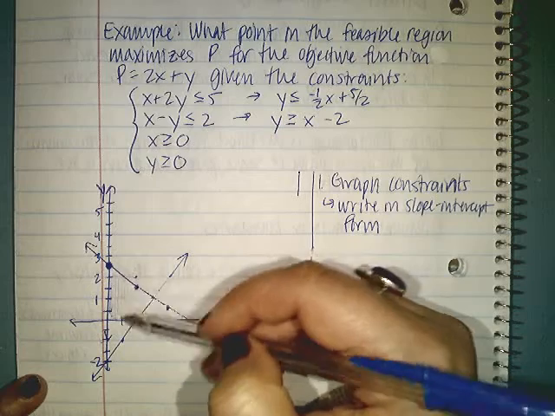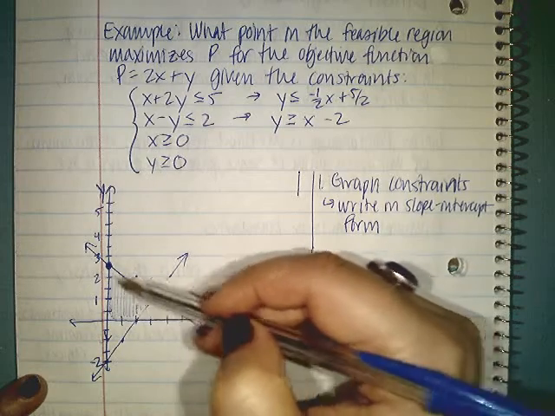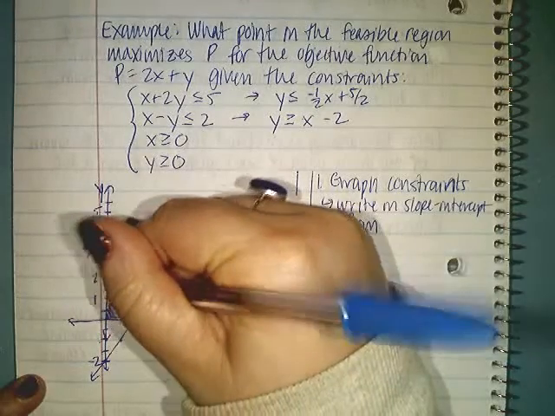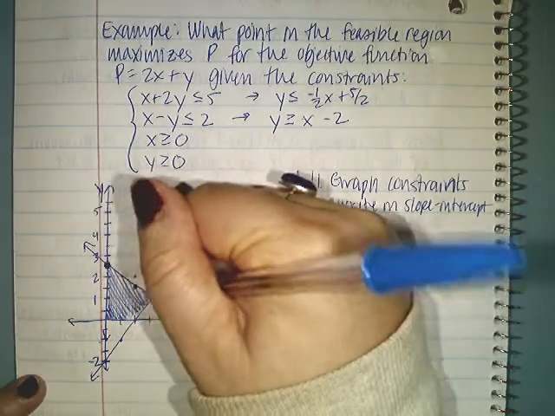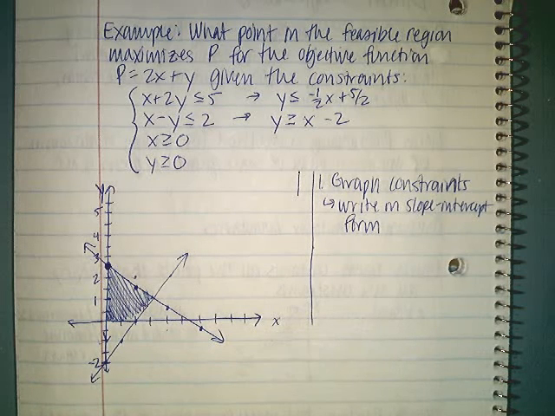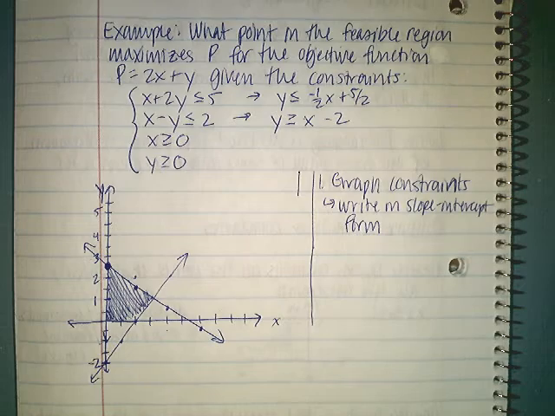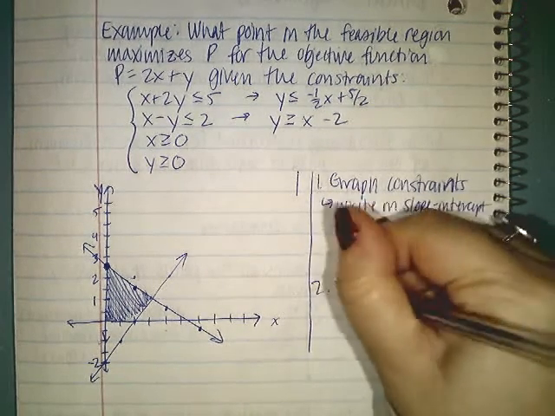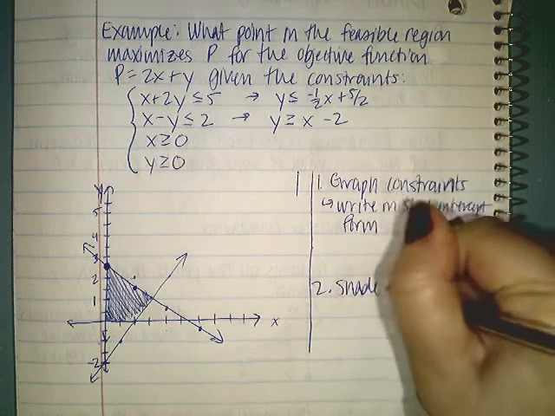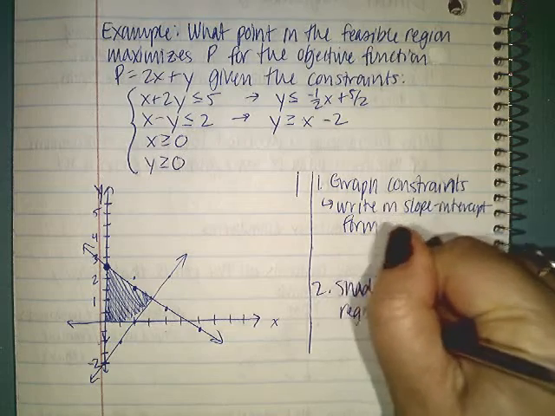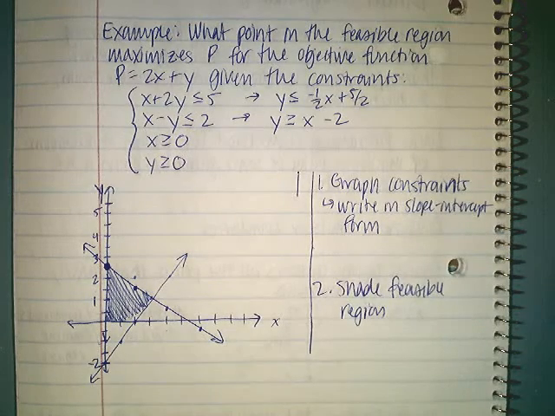What ends up being shaded is this bounded section here, because both x and y need to be greater than the other equation. This one needs to be less than, this one needs to be greater than, so you end up with that shaded area. So that ends up being our feasible region, and that's our second step. So we're going to shade our feasible region.